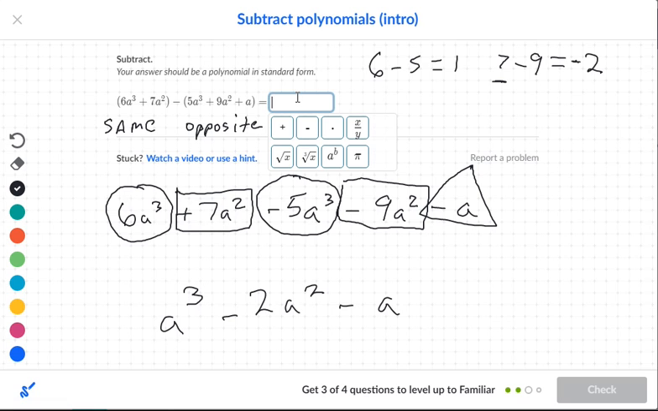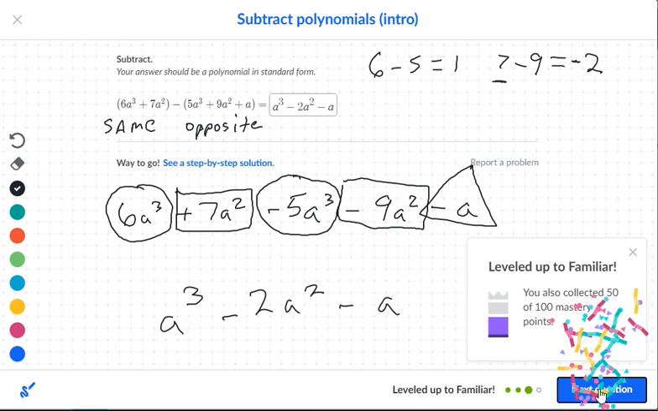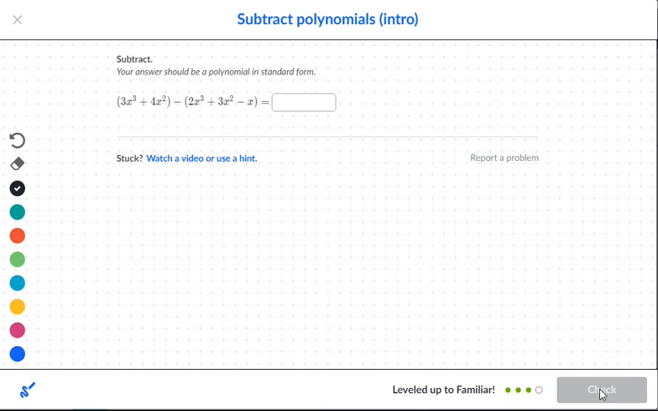a. So pressing the A, press the AB key, that places your exponent. Press your space bar, press your minus sign, press your 2, press your A, press your AB key again. That gives you your exponent, which is 2. Press your space bar, that brings it down. Then you have your minus sign and then the letter A. So let's go ahead and check to see if that's correct. So let's move on to the next question.